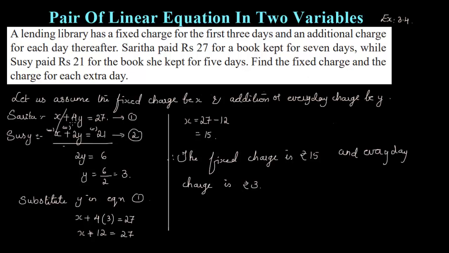Okay, so now if you want, you can also verify it. So let us check for Sarita. x is nothing but 15. 15 plus 4 into the variable charge, which is 3. So 4 threes are 12. So 15 plus 12, you just do and check how much you are going to get. Are you getting 27? Yes. So if you are getting 27, the answers you have got for the variable charge and the fixed charge are correct. So that's it for now.